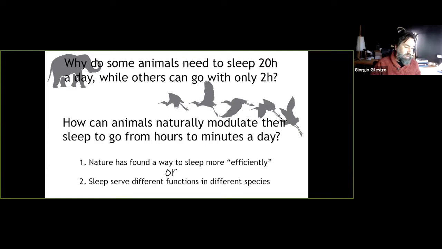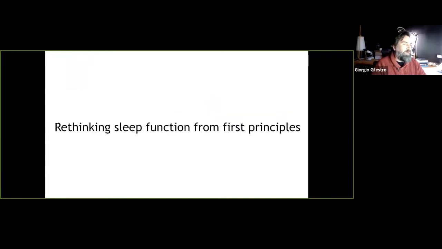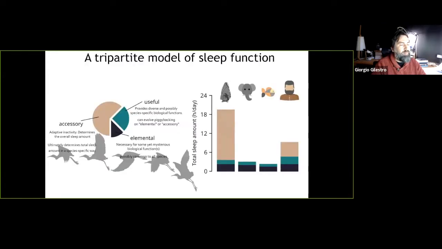So the other explanation on the other end, which is the one I want to push forward, will offer many more answers than problems. And this is what I've been doing in my laboratory for the past several years. And we came up at the end with a model of sleep function which takes all these puzzles into account. And we call this the tripartite model of sleep function.